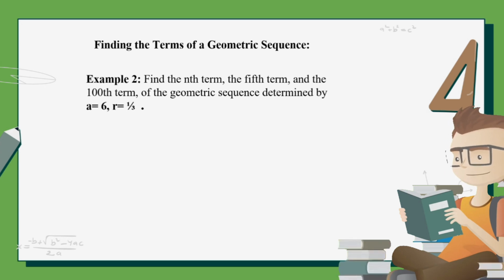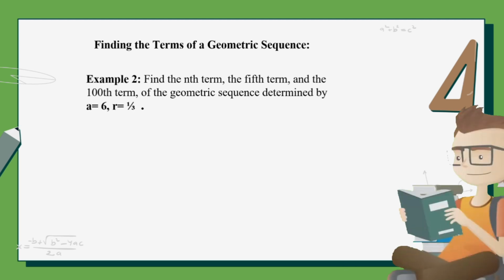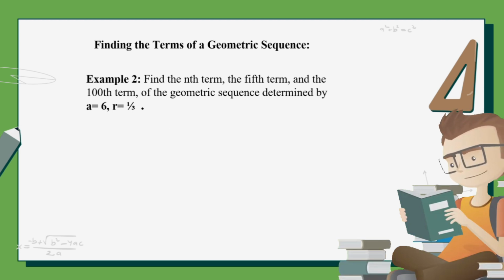Finding the terms of geometric sequence. Example number 2. Find the nth term, the fifth term, and the 100th term of the geometric sequence determined by a is equal to 6, r is equal to 1/3.